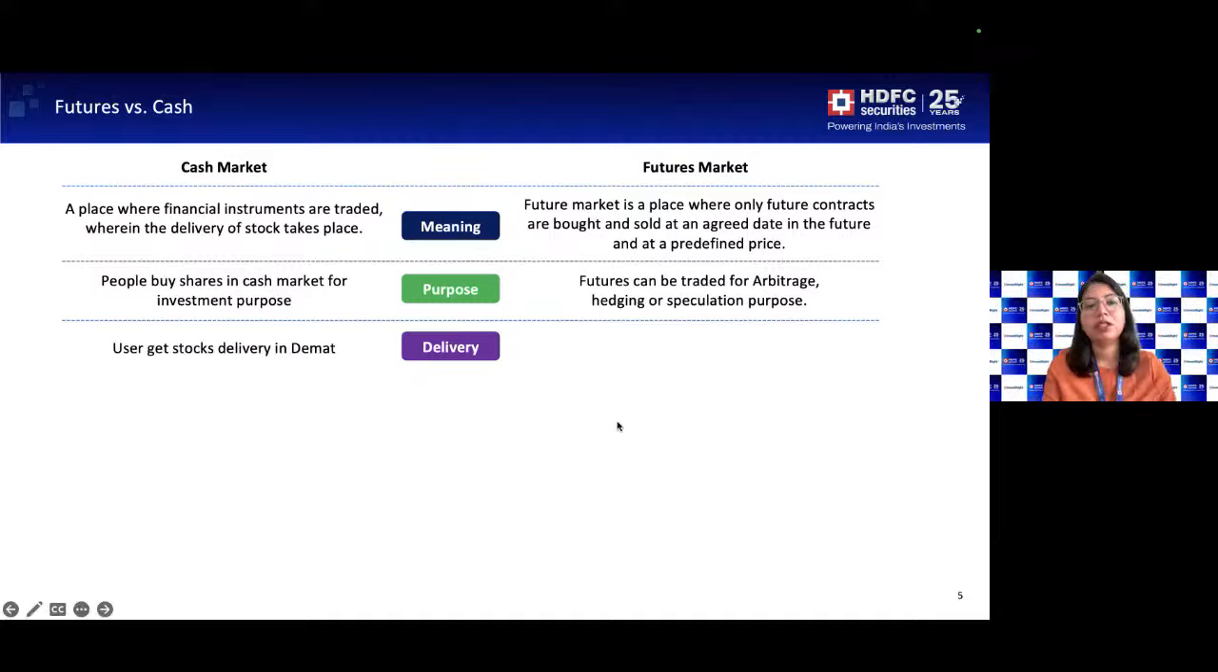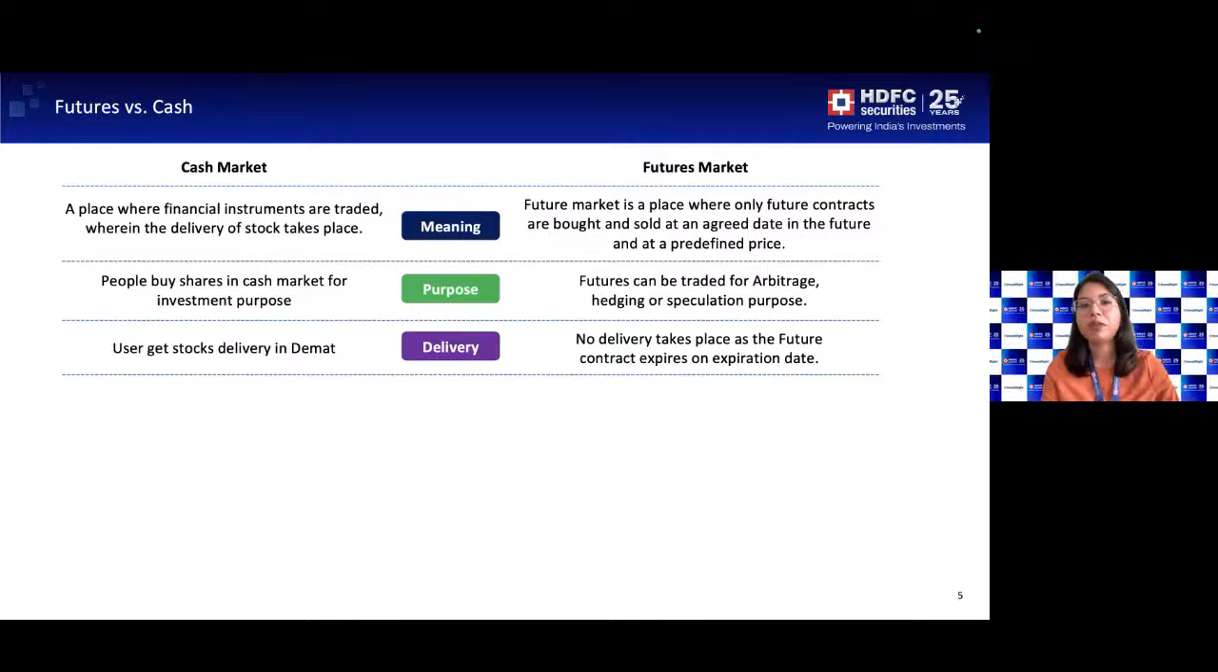Now the delivery: the stocks that you buy in the cash market, you get the delivery into your demat. Here the delivery does not come into the demat, because it's basically not an investment. These are contracts that you are going to keep till the expiry only, right?